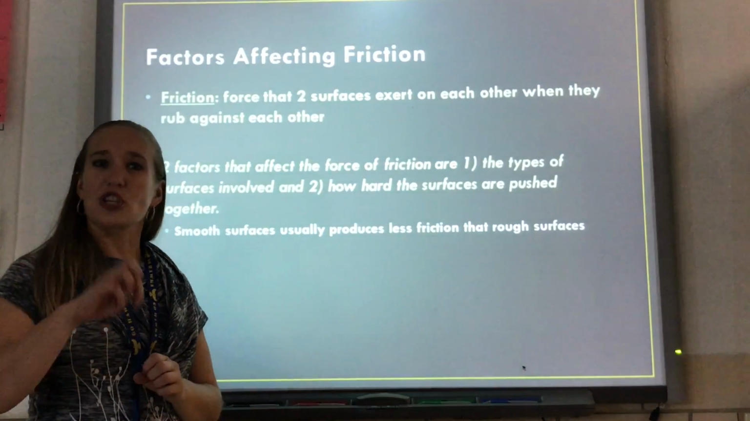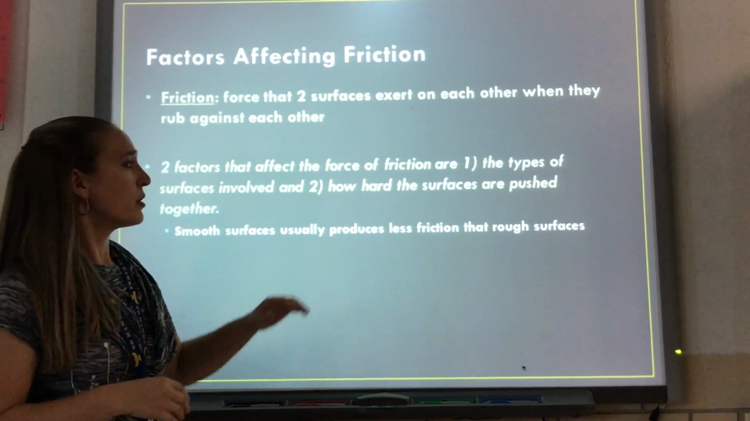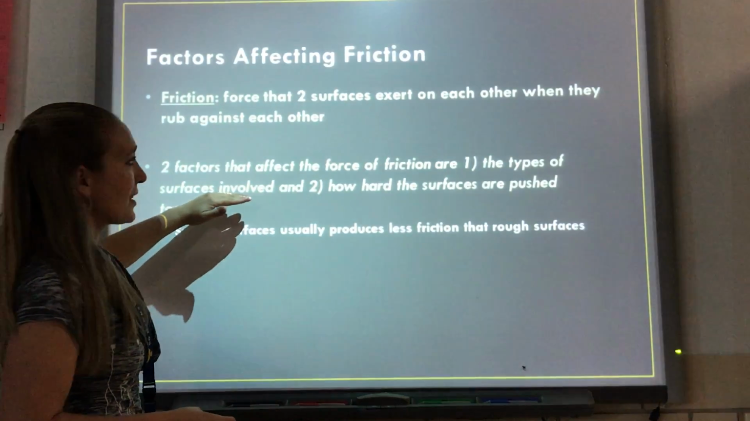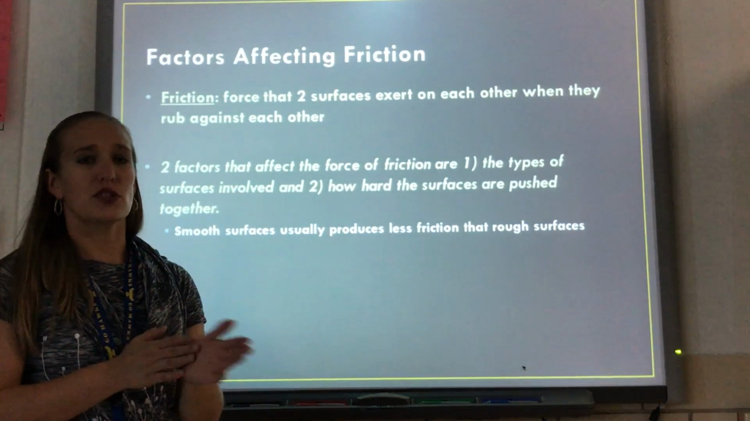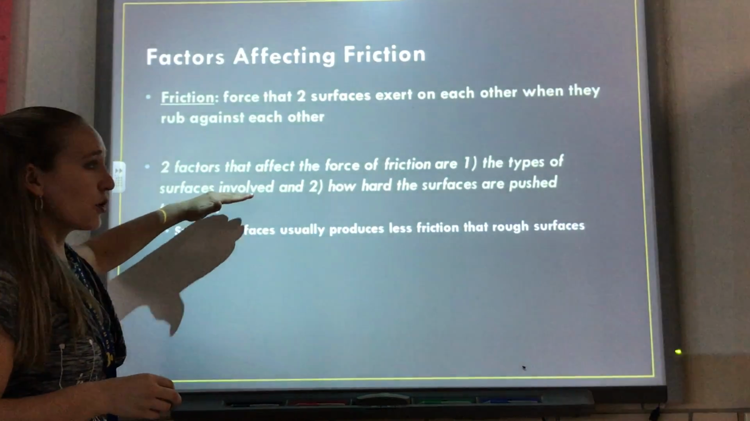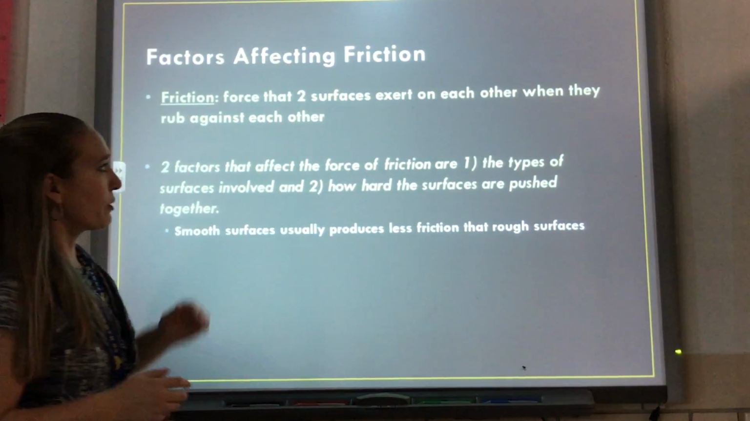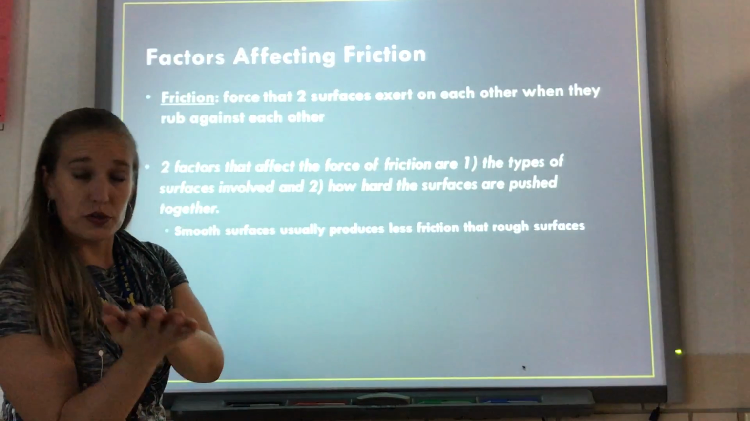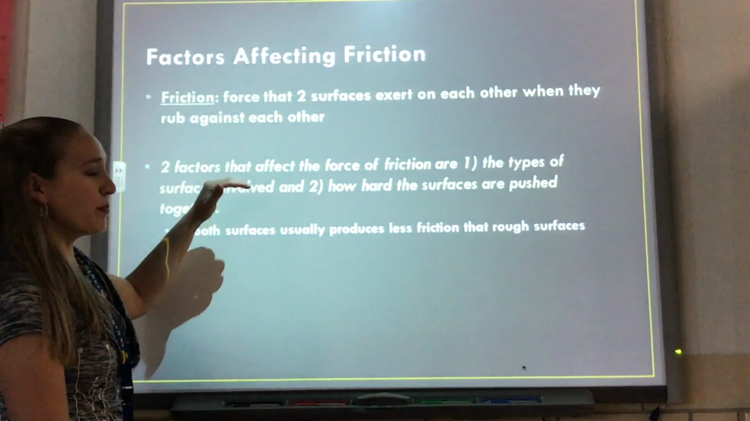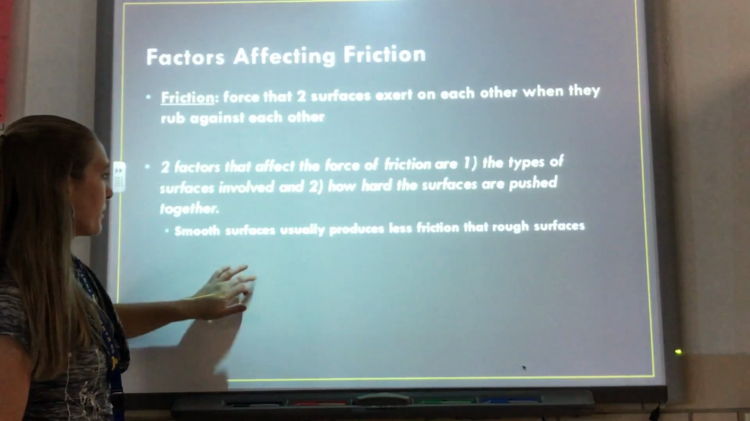Rough surfaces like old shaggy carpet or the really bumpy concrete or road surface, even like a dirt road or rock road, okay? That's what we call the type of surfaces. Is it smooth, is it rough, is it soft and just kind of frilly? Those are the types. And then how hard we push those surfaces together also affects the force of friction. The harder they're pushed together, the stronger the force is, the greater the force. The bumpier the surfaces, the more friction there is.